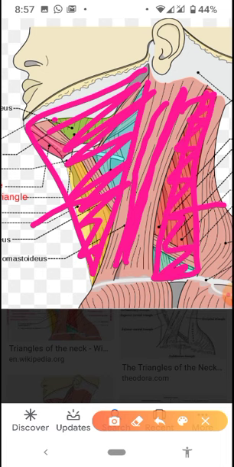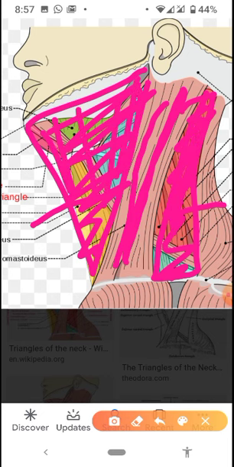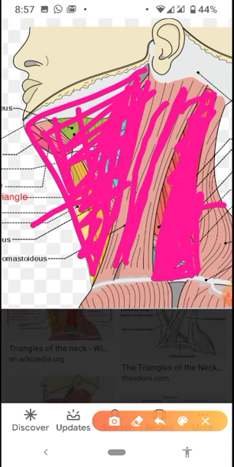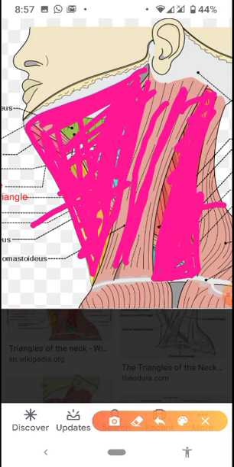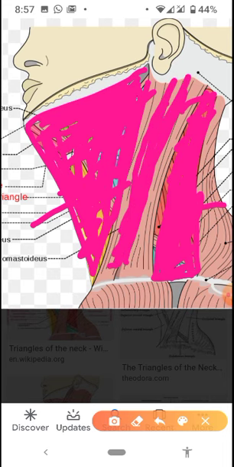So you have two triangles in the neck, one is the anterior triangle and one is the posterior triangle. The triangle is actually a cleft between the muscles, so no triangle is really present over here. It's just a cleft between the muscles which is triangular in shape, and that's why we call it a triangle. So the sternocleidomastoid muscle is dividing the neck into the anterior triangle and the posterior triangle.